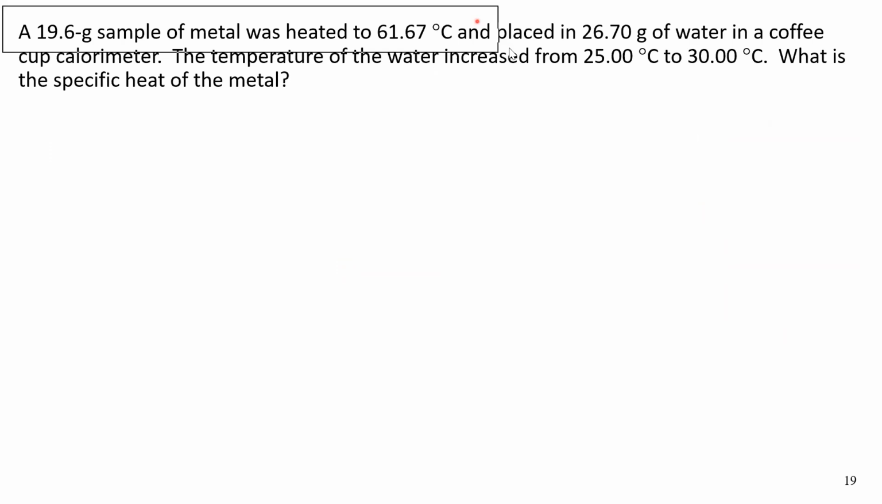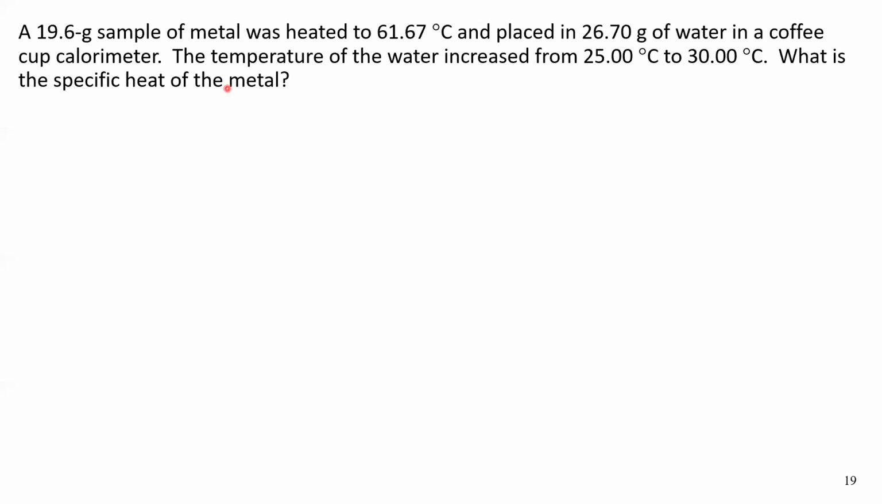Okay, taking the same concept we just talked about. So we have 19.6 grams of a metal heated to 61.67 degrees Celsius and placed in 26.70 grams of water in a coffee cup calorimeter. That's a cheap lab calorimeter that keeps the energy inside the container and allows very little energy transfer into the room. The temperature of the water goes up. That makes sense because the water is gaining energy from 25 degrees Celsius to 30 degrees Celsius. What's the specific heat of the metal?